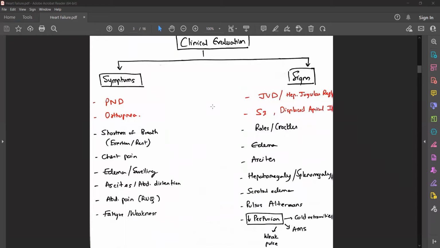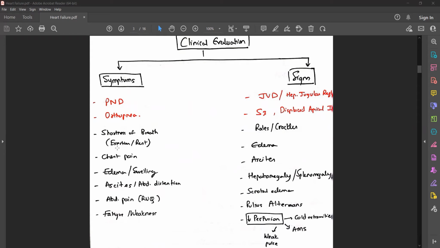Then let's start with the clinical evaluation. What are the common symptoms and signs of heart failure? Let's start with the symptoms. Every time we ask a new resident or an intern what they think is the symptom of heart failure, the number one thing that comes to mind is shortness of breath. And if we ask about signs, the number one thing that we think about is rales or crackles on auscultation.